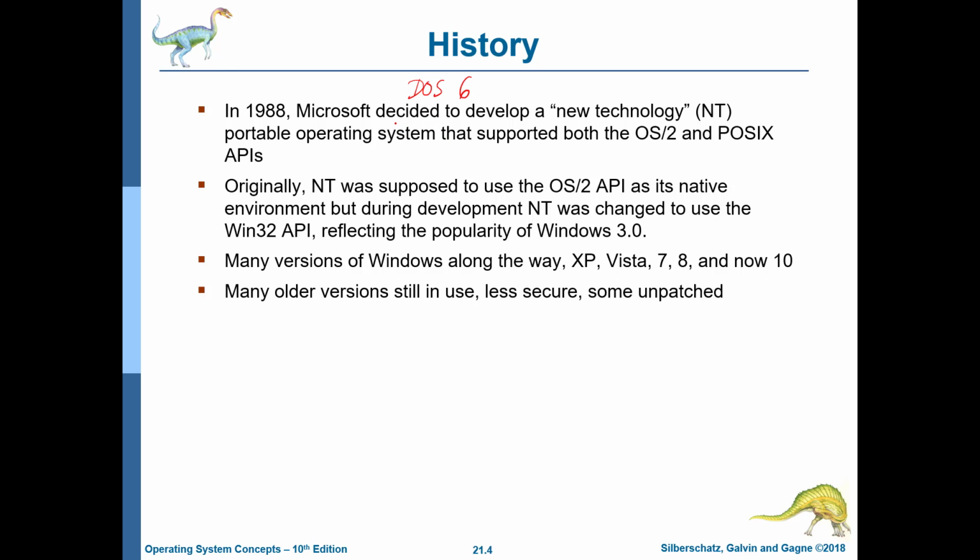But in 1988, they decided to develop a new technology based on a graphical user interface that would have supported both the OS/2, which was the predominant IBM operating system at that point of time for PCs, and the POSIX APIs, which were Unix based APIs. So originally, NT was supposed to use the OS/2 API, but of course, during development, the API changed and it became a separate operating system with its own application programming interface. Because they realized that this is something that could become big, Windows 3 was born.